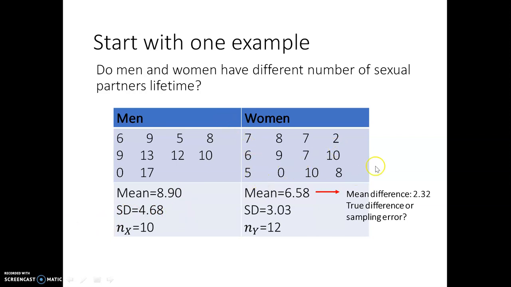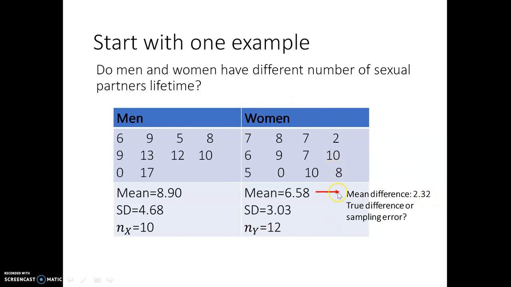But for women, I have 12 women here. And on average, these 12 women have 6.58 sexual partners throughout their life. And I also have the standard deviation data here. And the sample size is 12. I use X to denote the men and Y to denote the women. So we can see that there is a mean difference between men and women in terms of their sexual partner numbers throughout their life. The mean difference is 2.32. So on average, these 10 men have 2.32 more sexual partners than these 12 women.